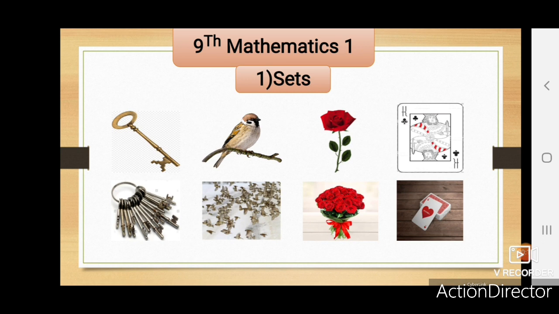Observe the pictures given below. In the first row, the first picture is of a key. The second picture is of a bird. The third picture is of a flower. The fourth picture is of a card. Observe the pictures in the second row.